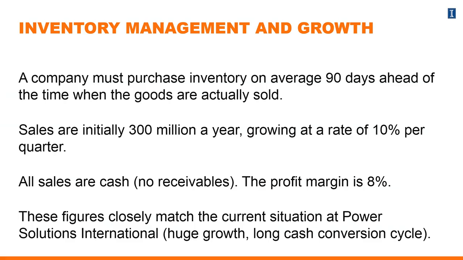If you're wondering where I got those numbers from, we can show that these figures closely match the current situation at Power Solution International, the distributor that we just talked about when we discussed working capital ratios. They have a situation with huge growth. 10% a quarter is a huge growth rate, combined with a very long cash conversion cycle.